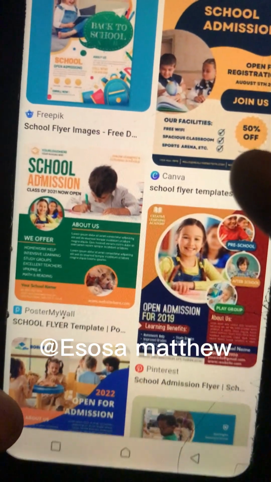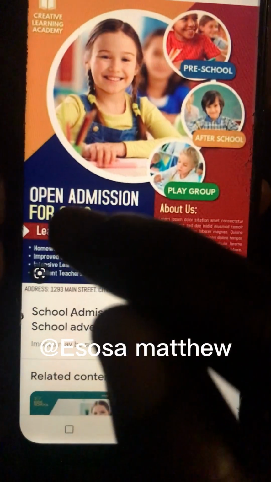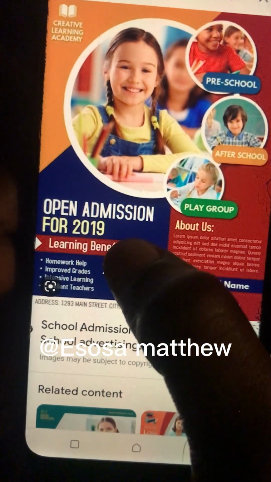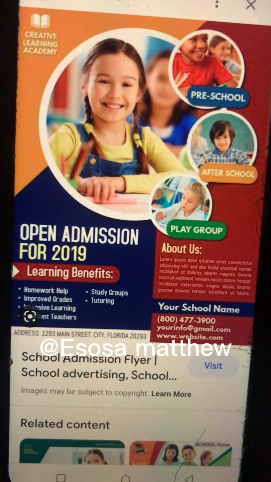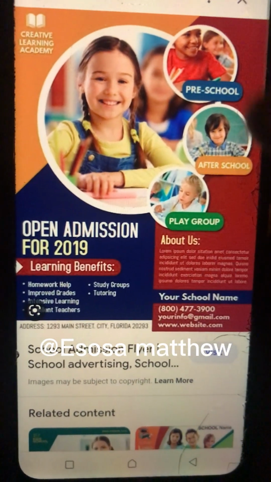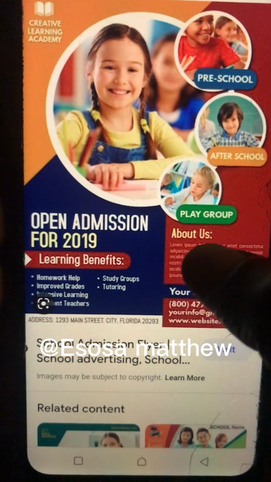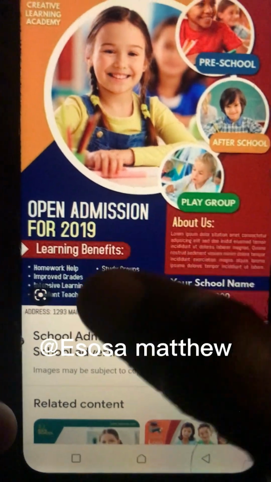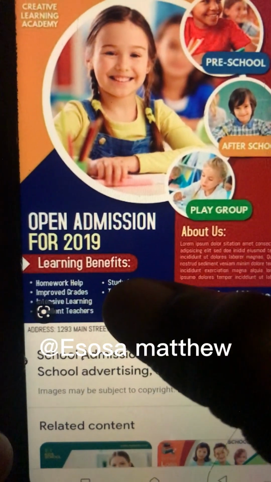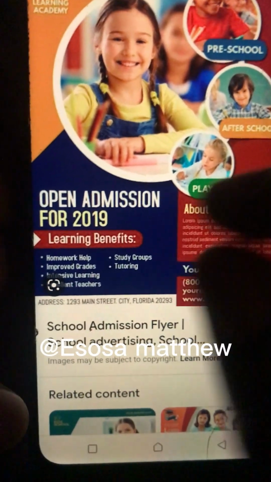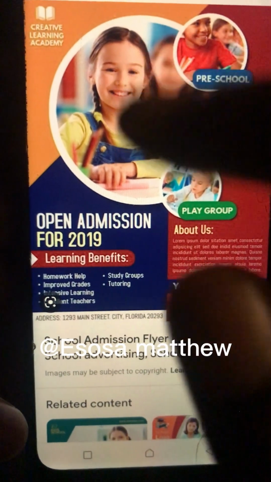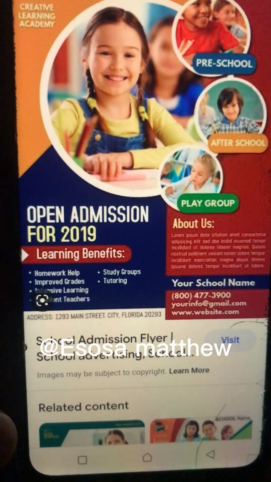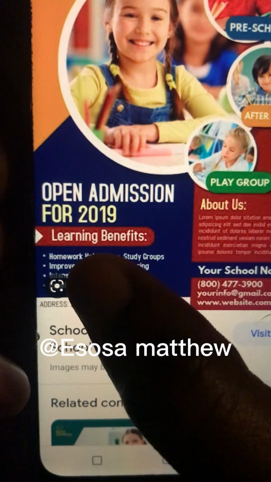So let's come back to our images of school flyers. Let's use this image as an example so I can explain what I mean. In this type of flyer, "Open admission for 2019" is the headline, the main header. The main content is all these other things: learning benefits, about us, your school name. These are written in smaller text to tell you that when you pick interest in this flyer from the main headline, that is when you zoom in to read all these other things.